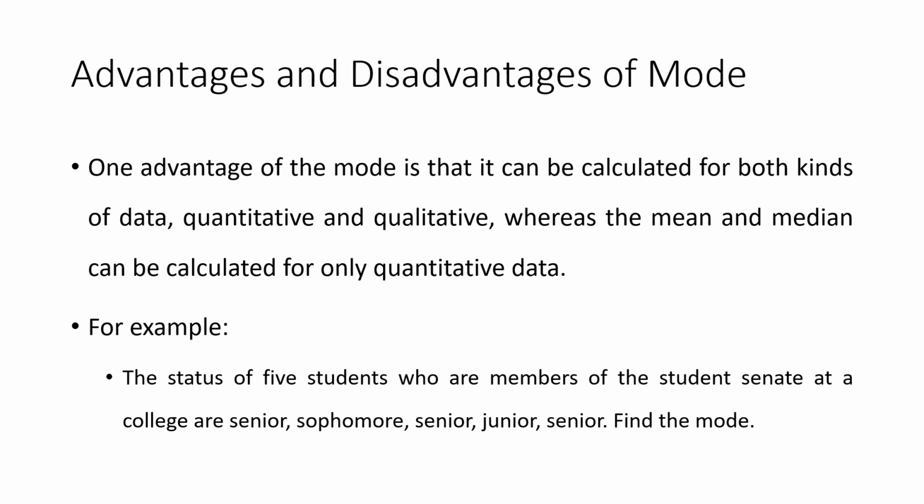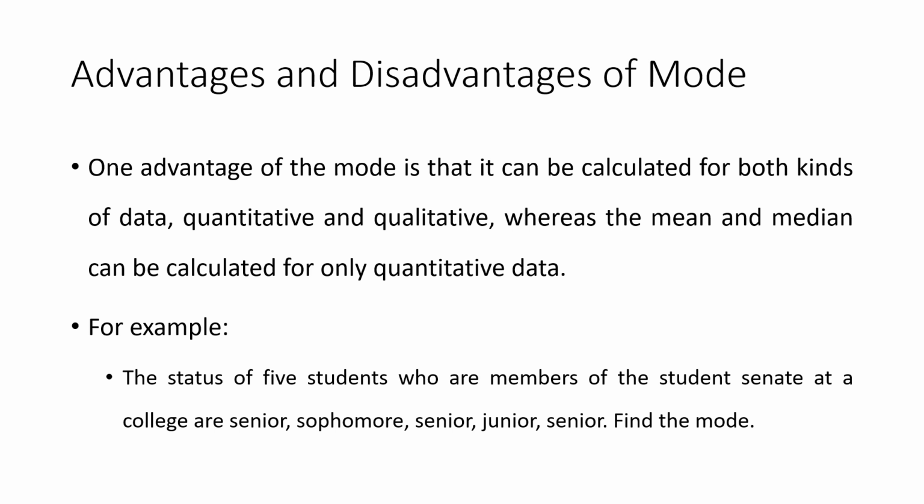For example, we are given the status of 5 students who are members of the student senate at the college. They include senior, sophomore, senior, junior, senior. Find the mode. Easily here we can spot the mode to be senior, because only senior occurs 3 times when compared to sophomore and junior. So it is easier. This is a kind of qualitative data. It is only mode that can be used to determine the value at the center when it is qualitative.